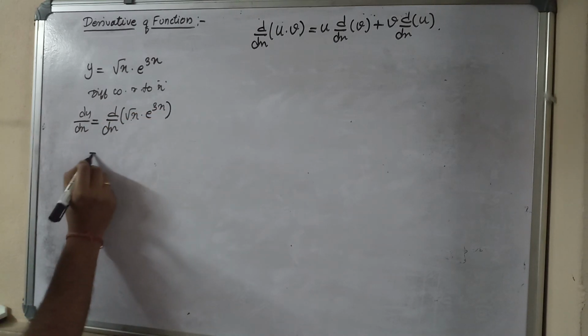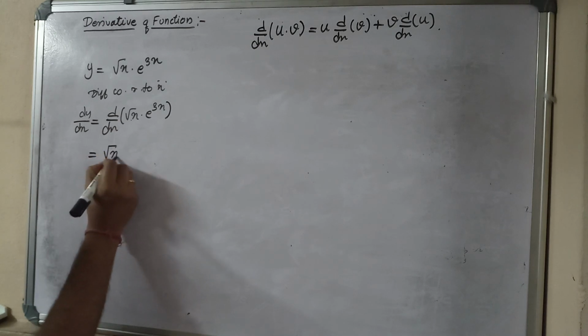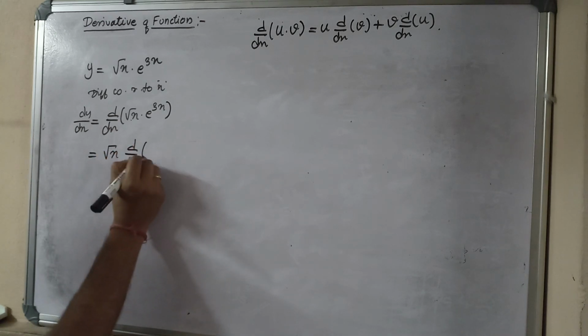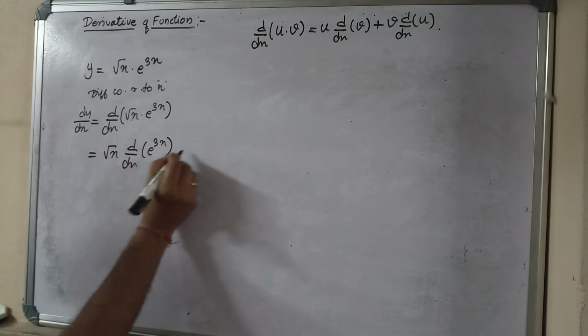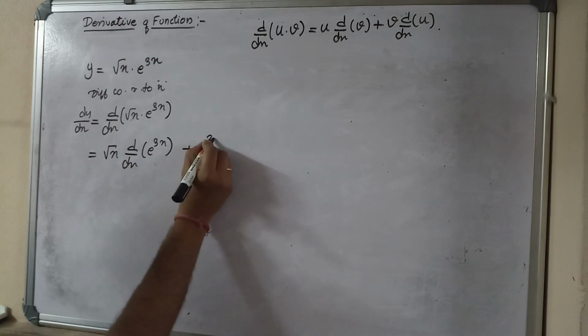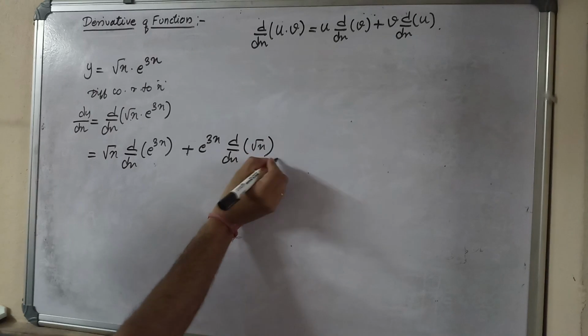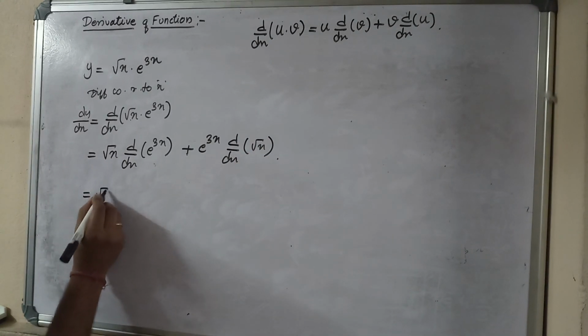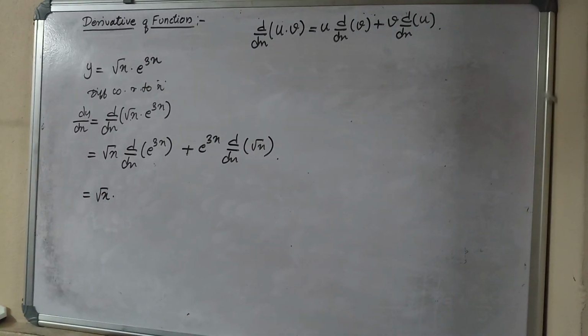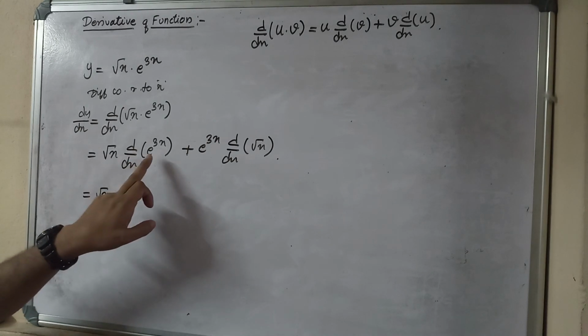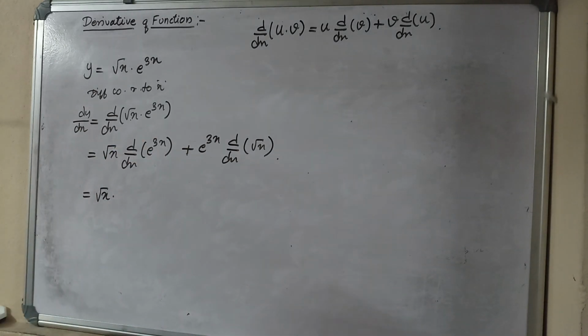I'll consider this one is u, this is v. u dy/dx of v, e to the power 3x, plus e to the power 3x dy/dx of root x. Now the derivative of root x. Now again e to the power 3x is there. First you have to differentiate e to the power 3x, then 3x.